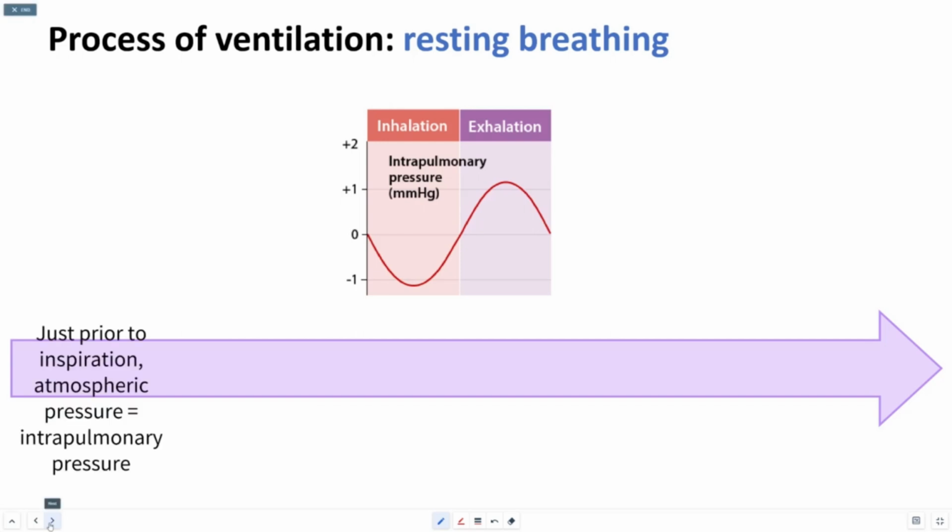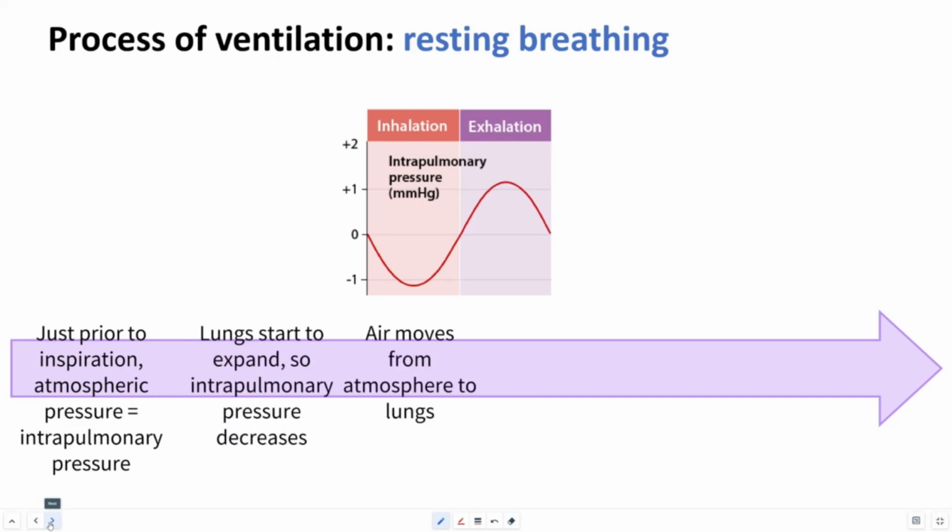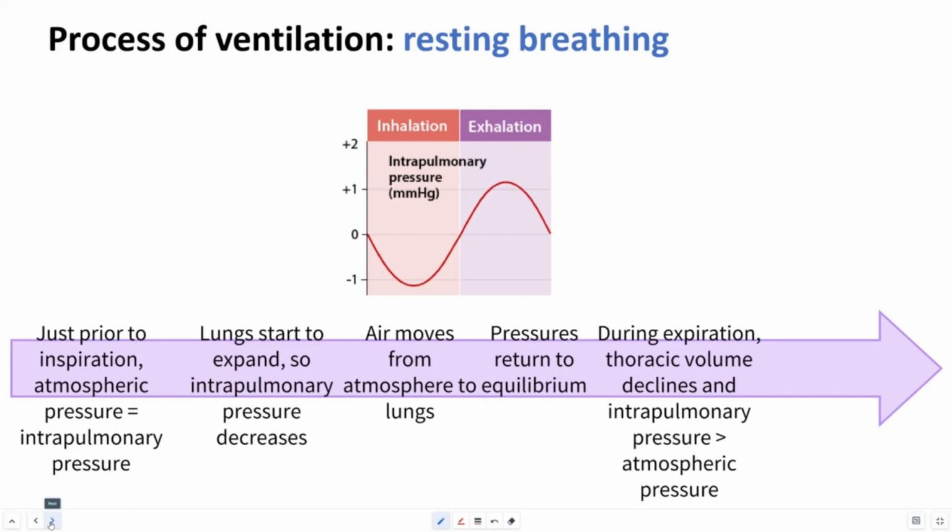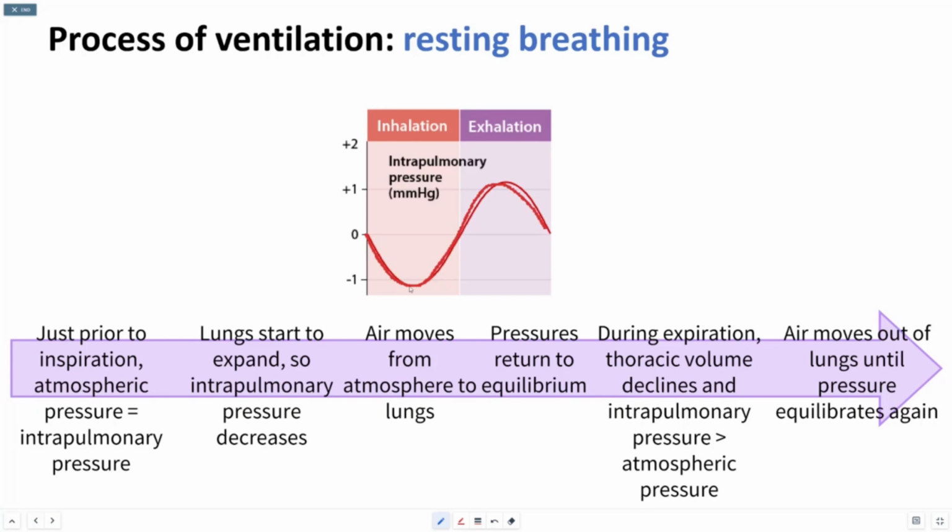So just prior to inspiration, the atmospheric pressure is equal to the intrapulmonary pressure. Lungs begin to expand and the intrapulmonary pressure decreases. Air moves from the atmosphere to the lungs. Pressure then maintains an equilibrium. During expiration, the thoracic volume declines and the intrapulmonary pressure gets greater than the atmospheric pressure, and then air moves out and then resets again. And you can see right here the graph showing you inhalation, exhalation. It's a small, minor change of 1 to 2 millimeters of mercury of pressure.